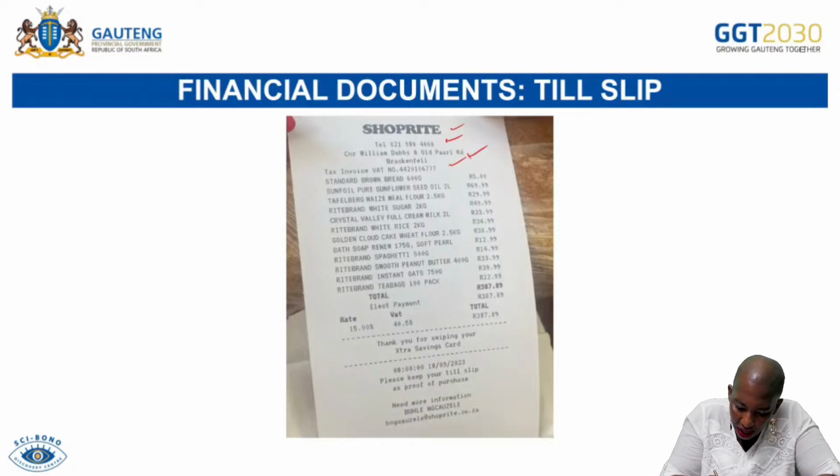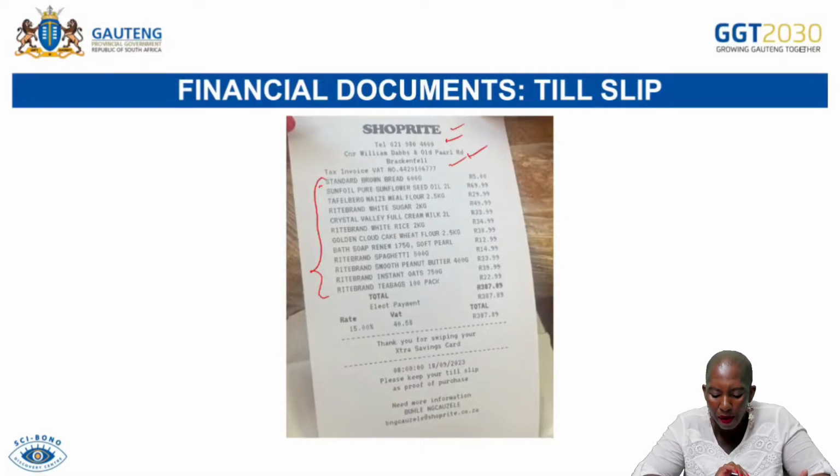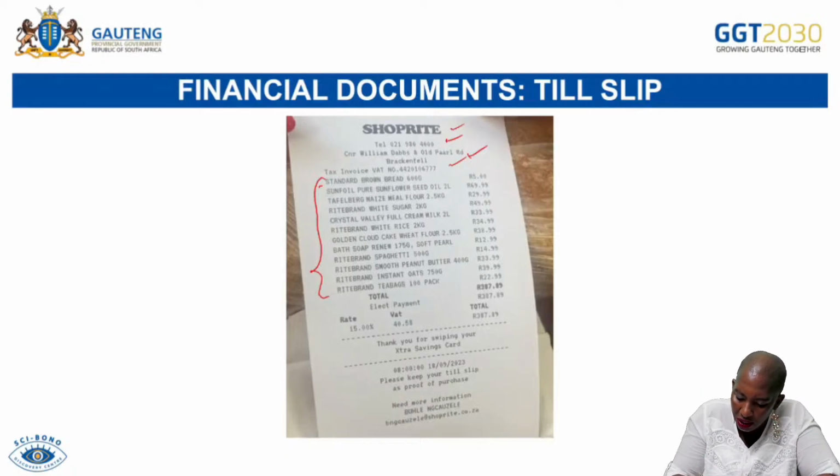And then which items did I buy? The items listed. All these items listed here, from the standard bread to the right brand tea bags. I bought those items, and each item has got its own amount, value. And then how much did these items cost me? They cost me this amount. This is the total amount of items that I bought.